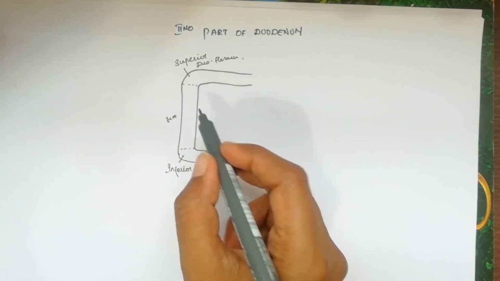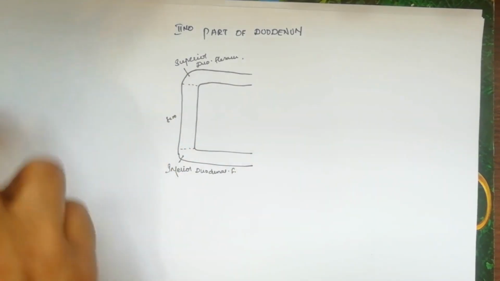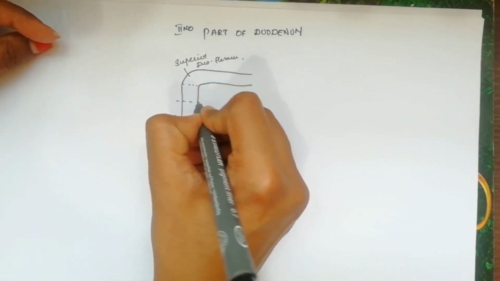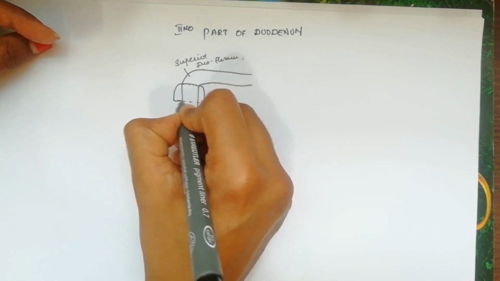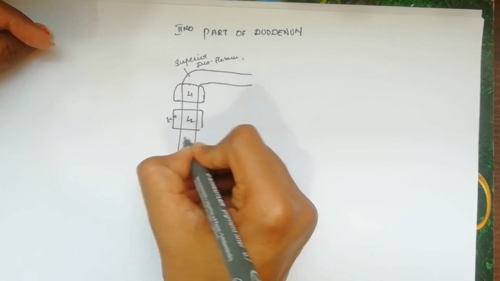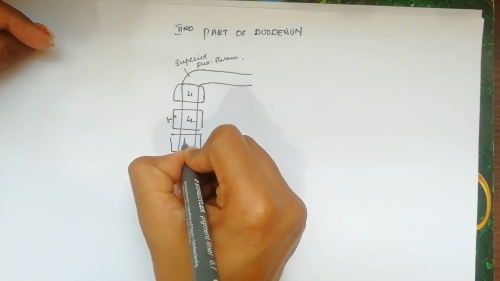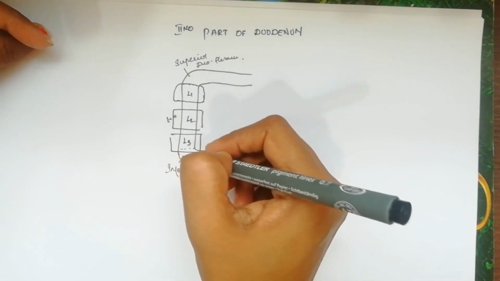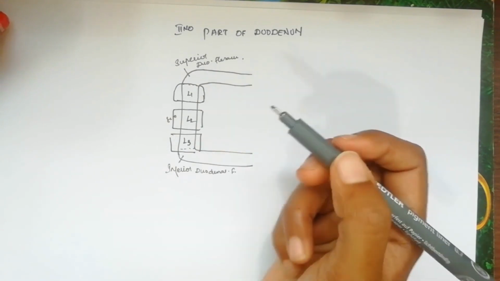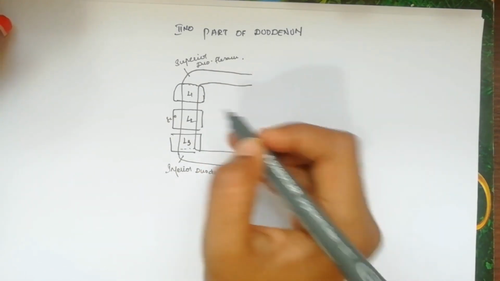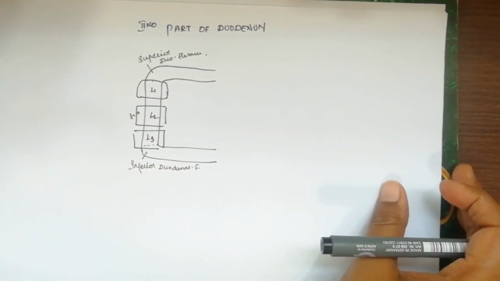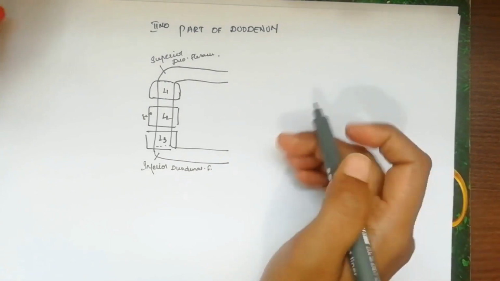The main relation where this second part is located is the posterior vertebrae, such as L1 vertebra, posteriorly L2 vertebra, and then L3 vertebra. So these are the vertebral relations we have for this second part of duodenum. Now we will move on to the relations for this part of duodenum. First we will look at the front relation of the second part of duodenum.